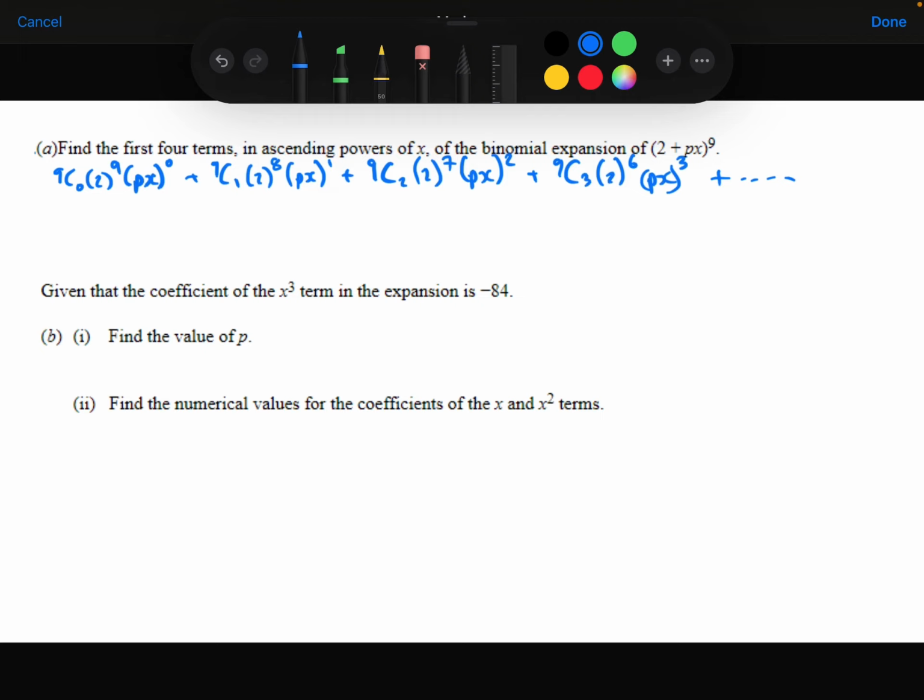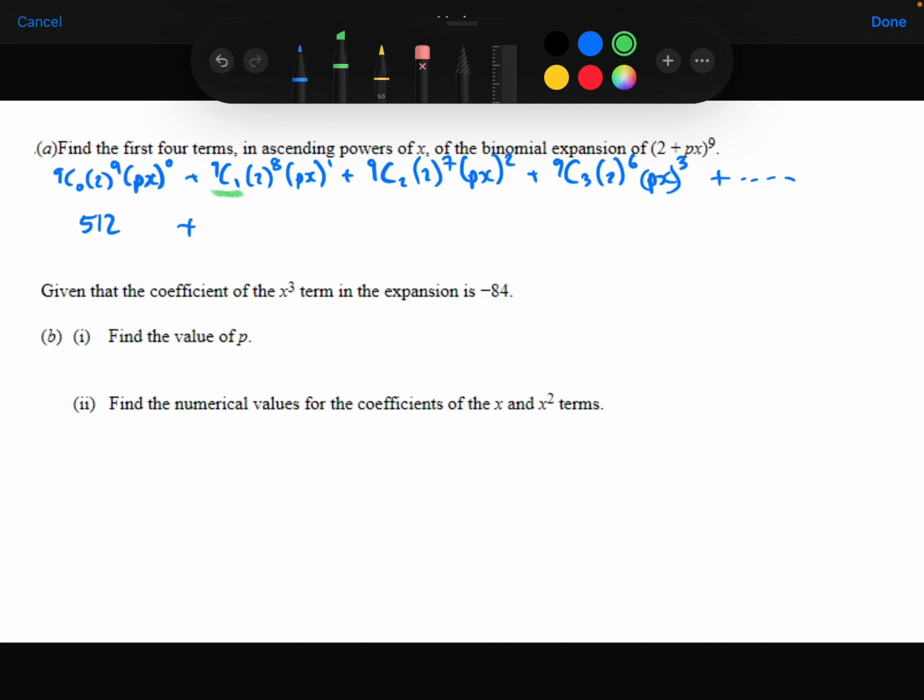Right, now we're going to work these out. So 9C0 is 1, 2 to the power 9 is, let me just put that in the calculator, 512. So we've got 1 times 512 times 1, because (px) to the power 0 is 1. So that's just 512.